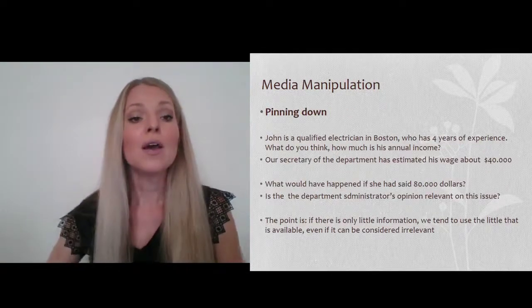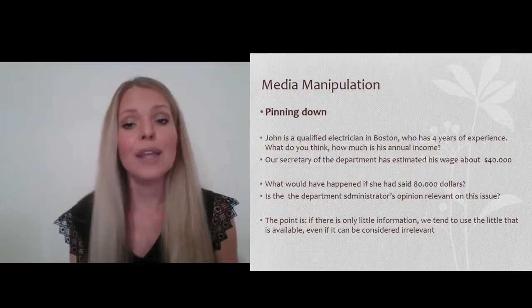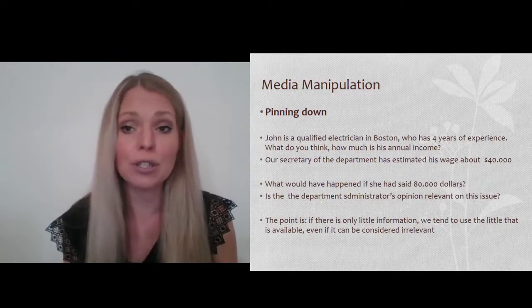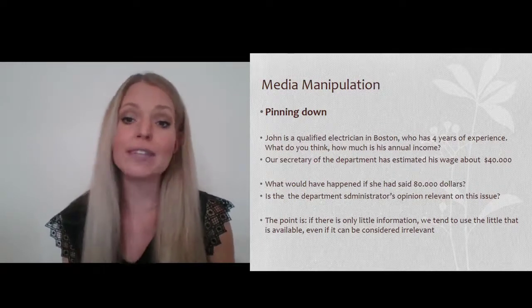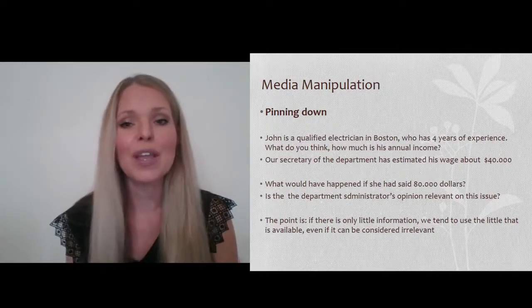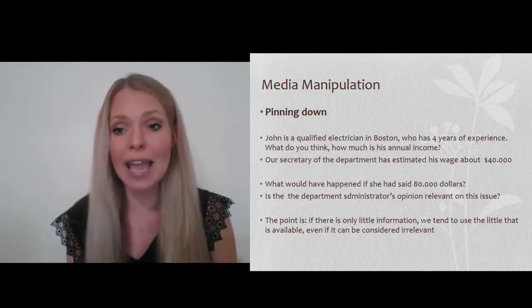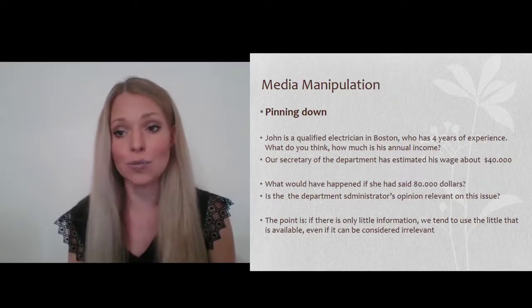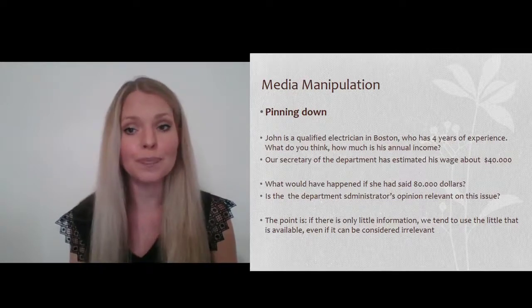supported. Pinning down. Now, we can say, for example, John is a qualified electrician in Boston who has 4 years of experience. This is an example. What do you think? How much is his annual income? Our secretary of the department has estimated his wage at about $40,000.